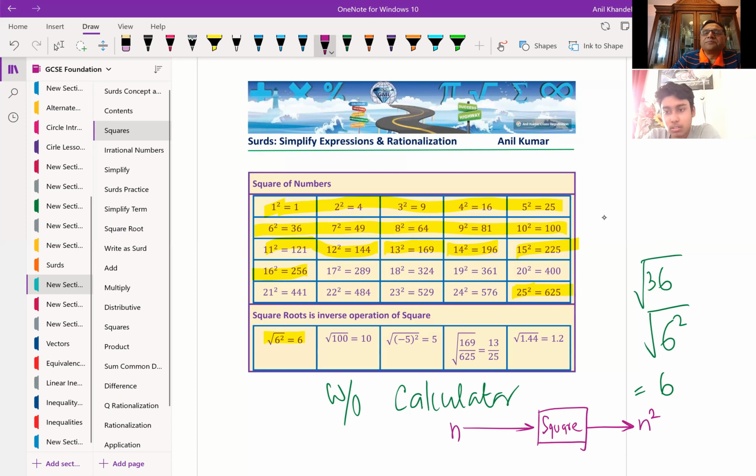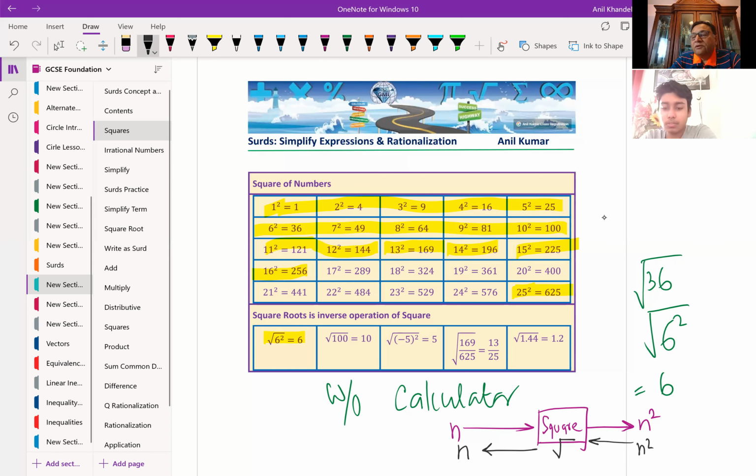In that case, if I put n square back into this and do this operation of square root, then what you get back is the number n itself. So the square of a number, if you put it in and do the square root, you get the number itself. That is what it is.